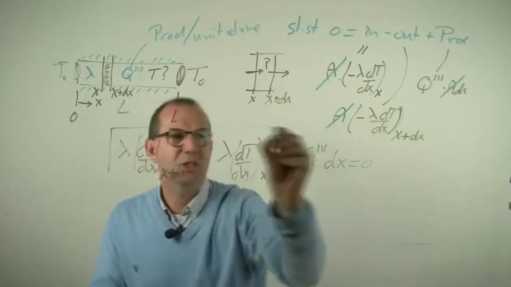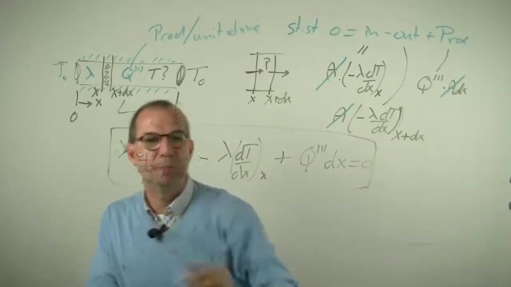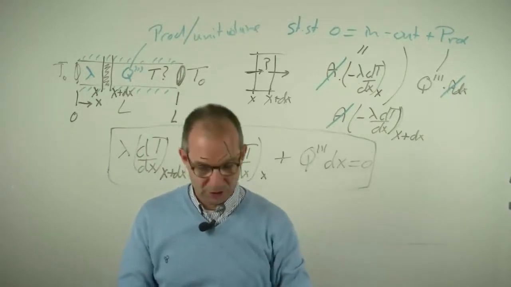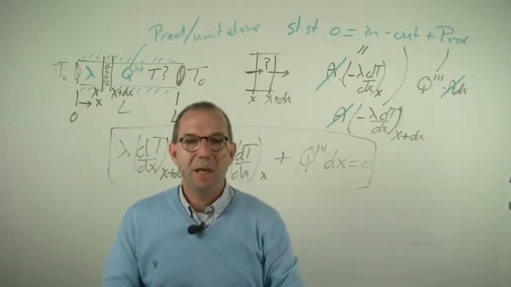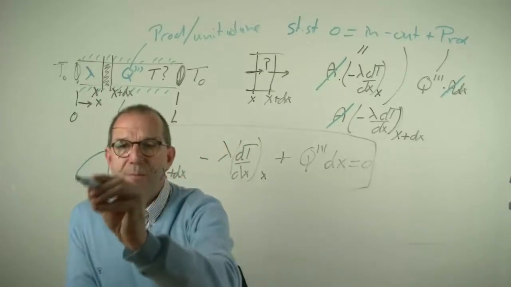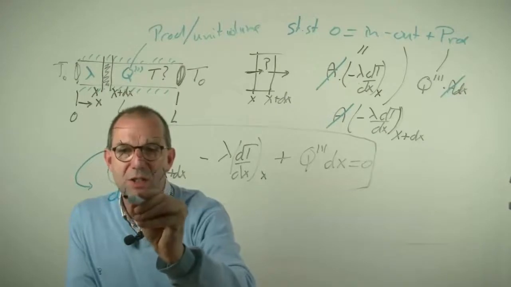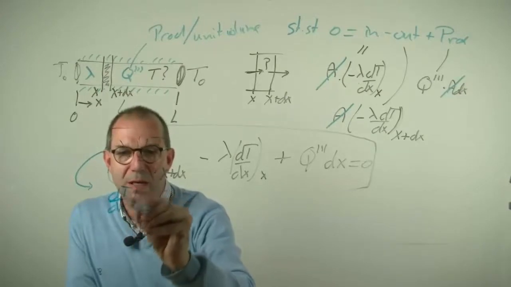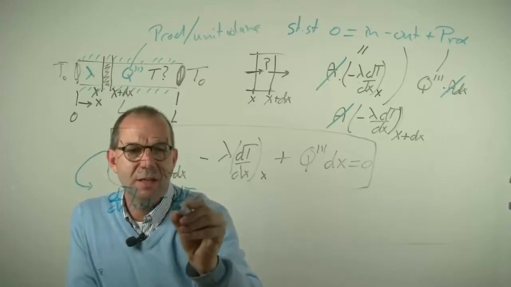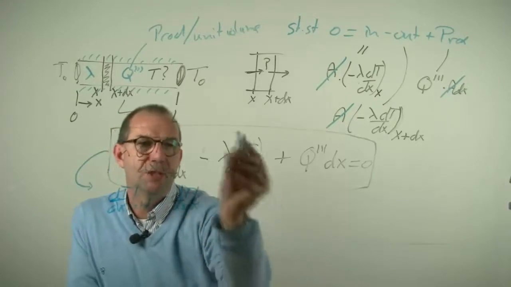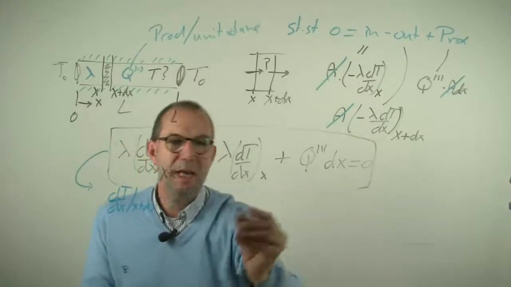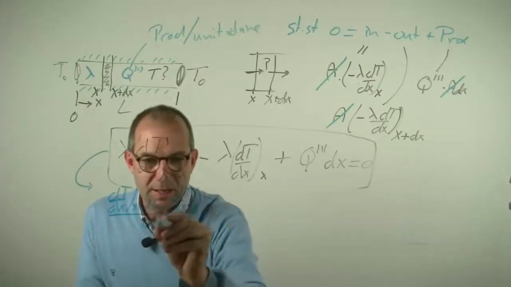This is the steady state balance for this problem. And this looks complicated, and it is more complicated than we've seen so far. But I can make this somewhat simpler. I can write this as dT/dx at position x plus dx minus dT/dx at position x, that is this term except for the lambda, and I divide this entire equation by dx. So I divide by dx.